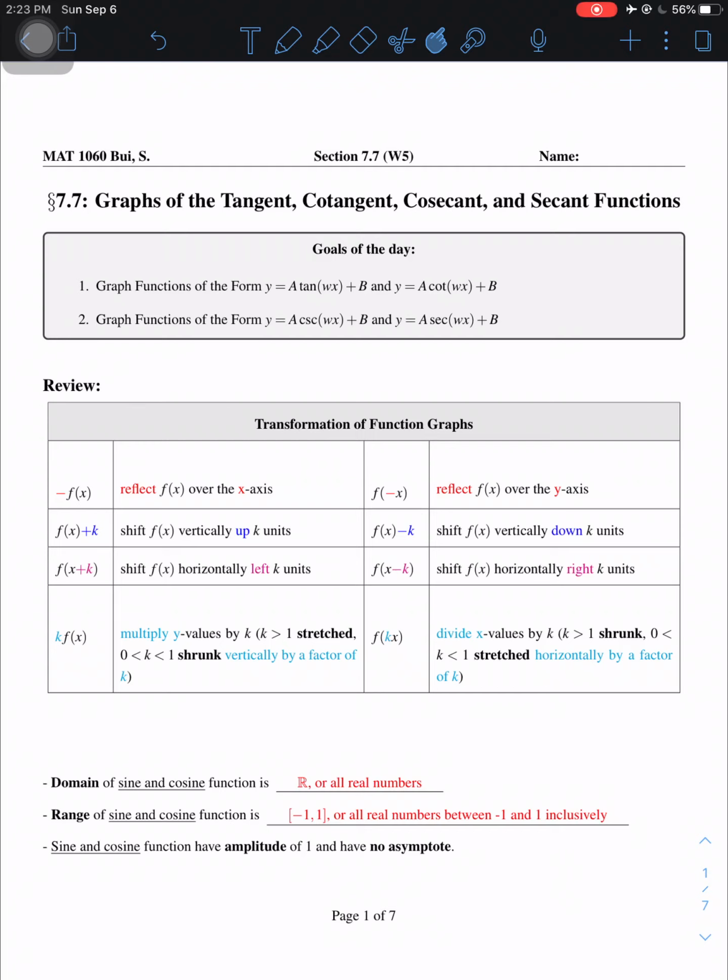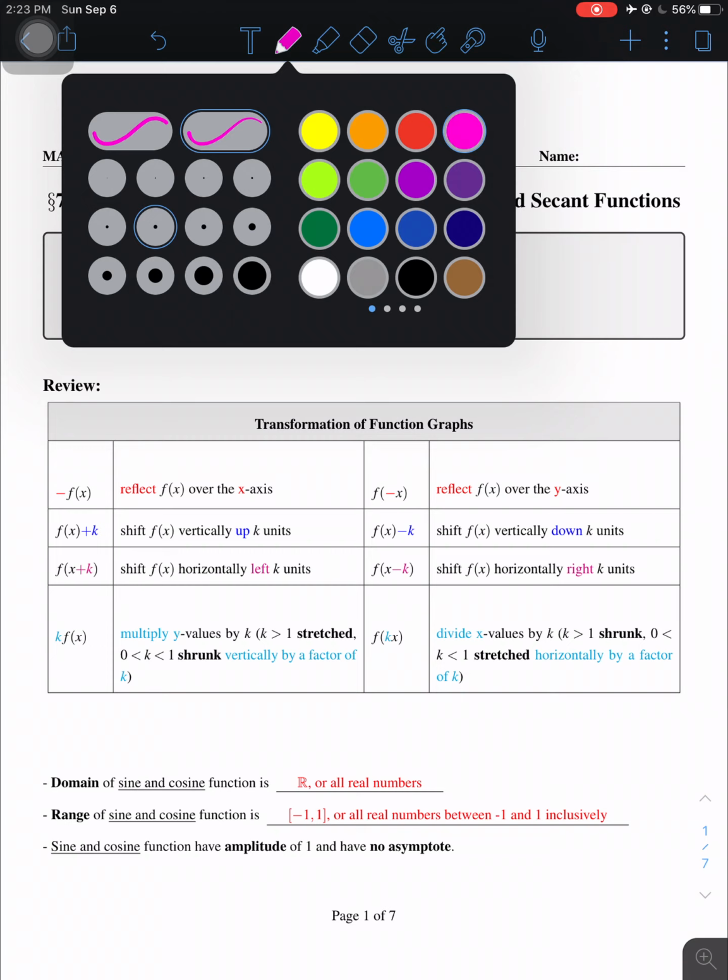Hey guys, last time in 7.6 we talked about how to graph the functions of sine and cosine, right? And from there, I promise I'm going to show you another way to graph either sine or cosine: the transformation of function graphs. That's the name of it.